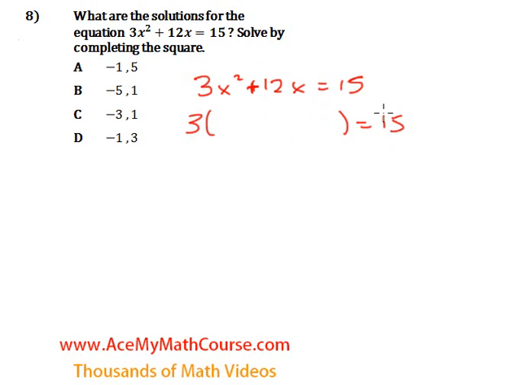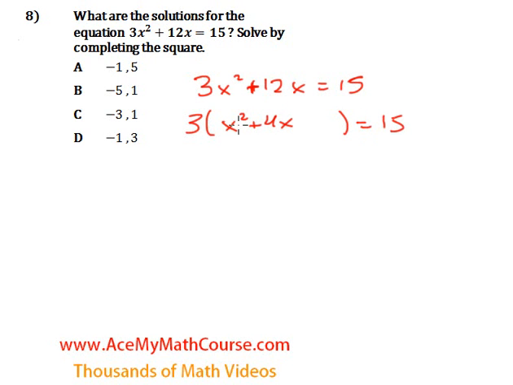The 15 is just going to stay there. But 3x squared divided by 3 is x squared. 12x divided by 3 is 4x. A common mistake is actually to factor out 3 from the 15 as well, but we won't bother doing that. We won't do that.